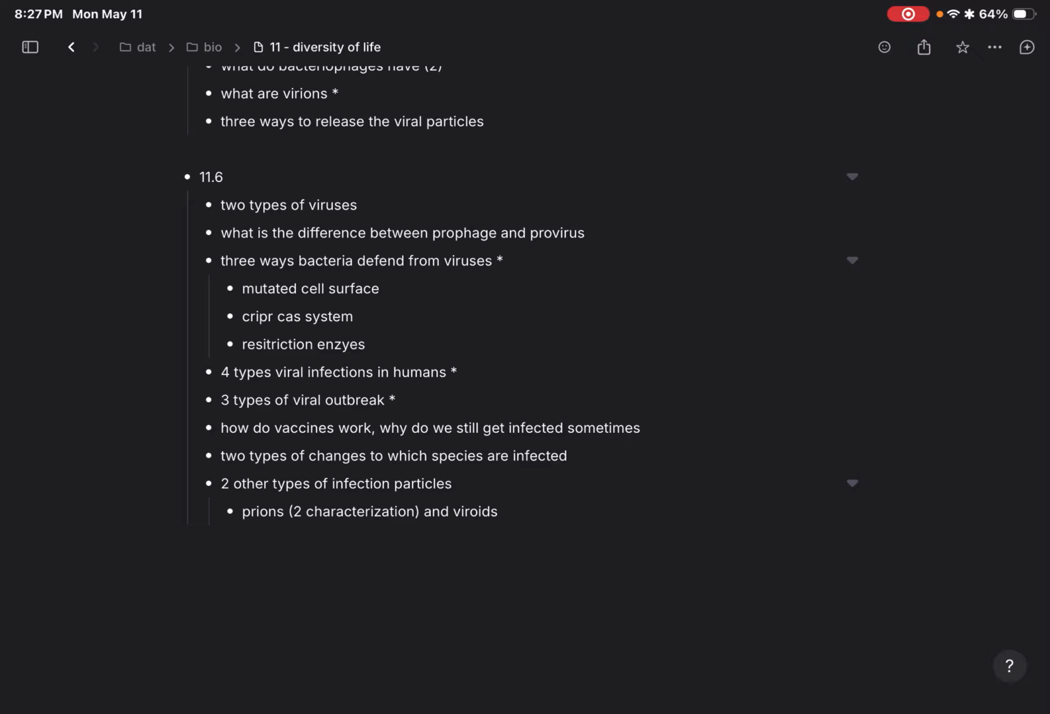Prions and viroids. What are the two classifications? Long incubation, so they'll act slowly, and resistance to deactivation. Okay.